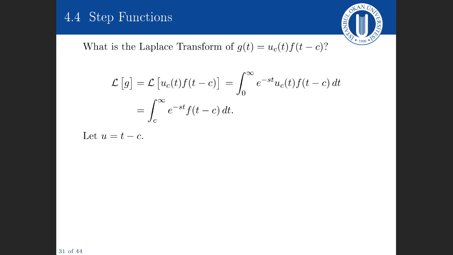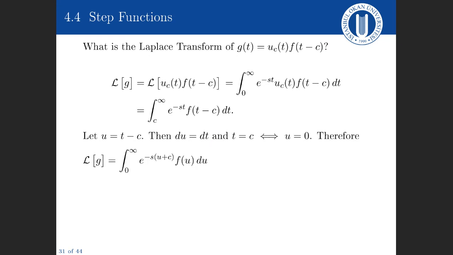Okay, let's do a substitution. For an integral like this, we might like to substitute a new variable, let's say u, instead of t minus c. And of course, du is the same as dt, because du/dt is 1. If t is equal to c, that's true if and only if u is equal to 0. So our integral becomes, instead of starting at t equal to c, we start at u equal to 0.